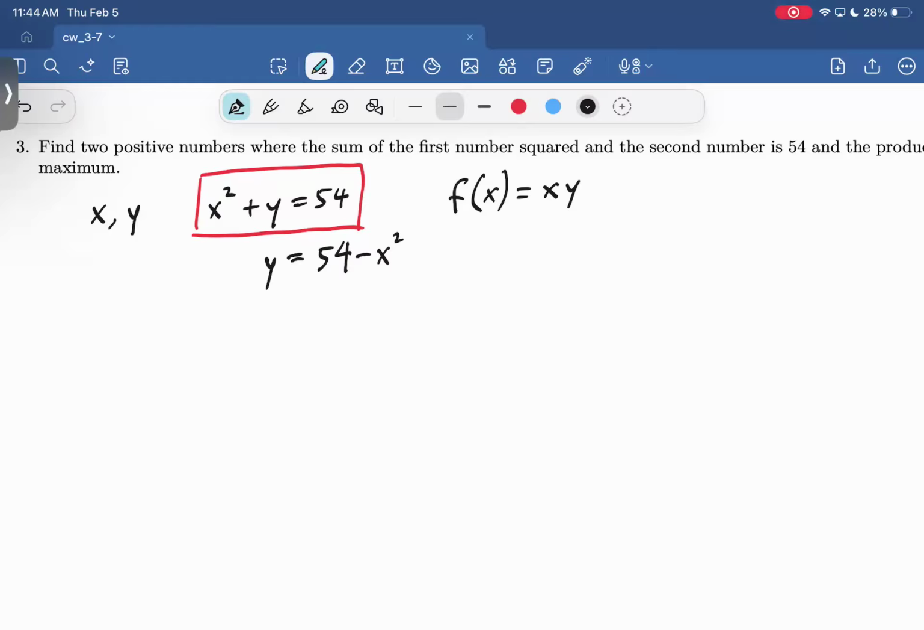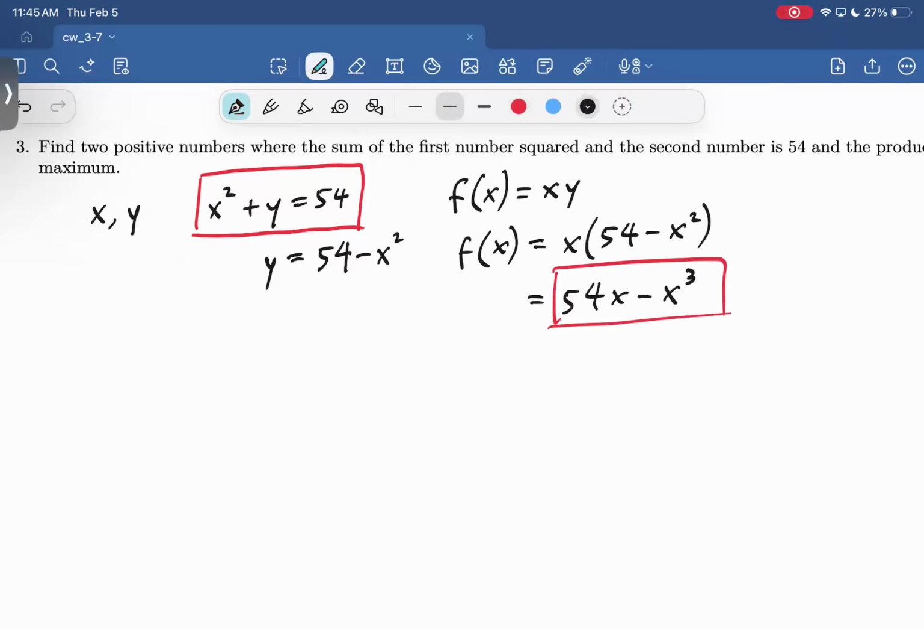And so that will help us to write f of x as a single variable instead, which is good news for us, which means that we can write f of x as x times 54 minus x squared. And if we expand that, that's 54x minus x cubed. So this is the thing that we're trying to maximize. Any questions?